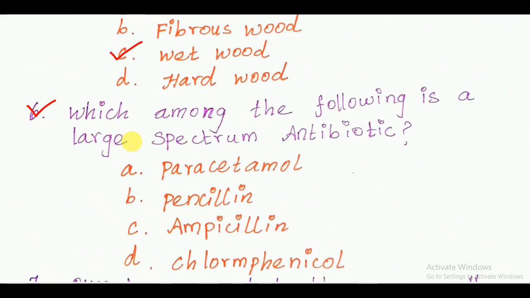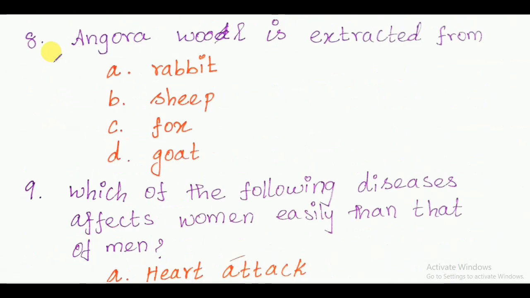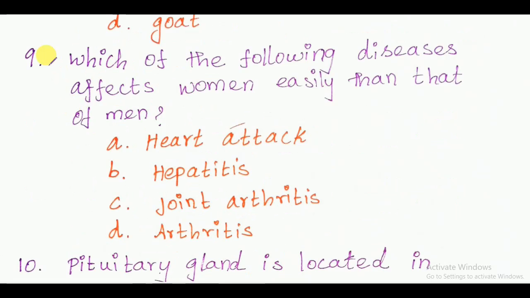Next, which among the following is a large spectrum antibiotic? The answer is option C, ampicillin. Next, seventh question. Our bones and teeth are generally made up of tricalcium phosphate. Next, eighth question. Angora wool is extracted from rabbit. Next, ninth question. Which of the following disease affects women more easily than men? The answer is heart attack.